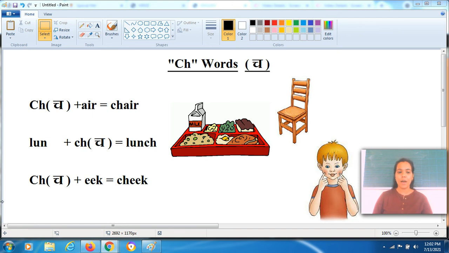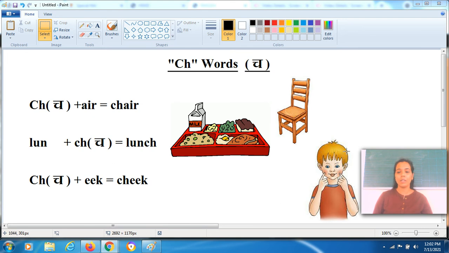Okay, in the same way you have to see it's lun and ch. CH will give you the same sound at the end. Wherever you place the same blend, either in the beginning or in the end, the sound will remain the same. So what is it? Ch. So lun, ch, it's lunch. Okay, you will see the image over here. What is it? This is a lunch, a healthy lunch.